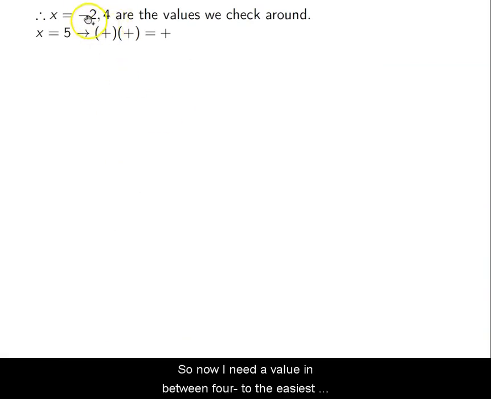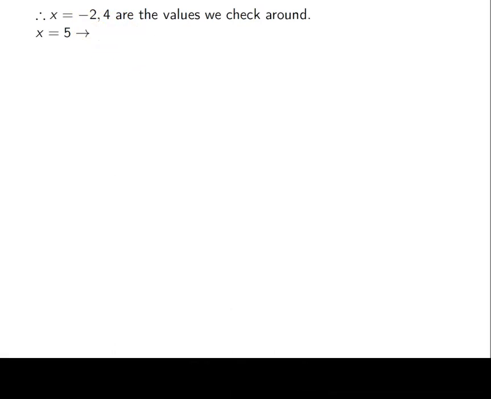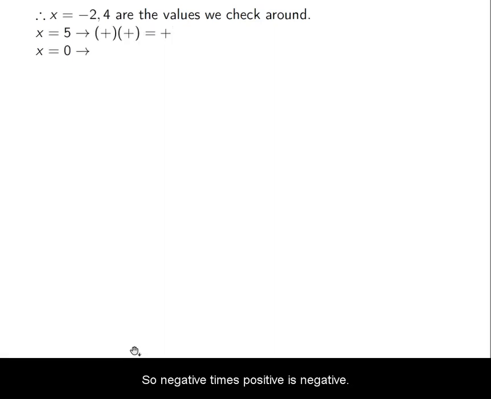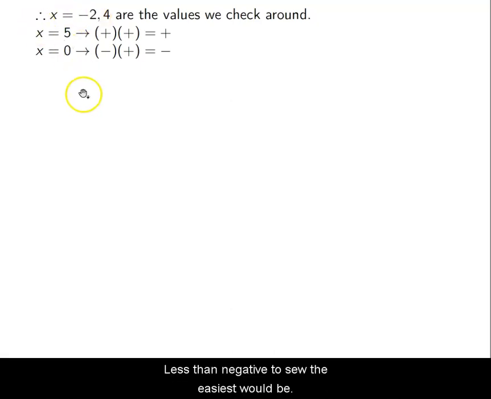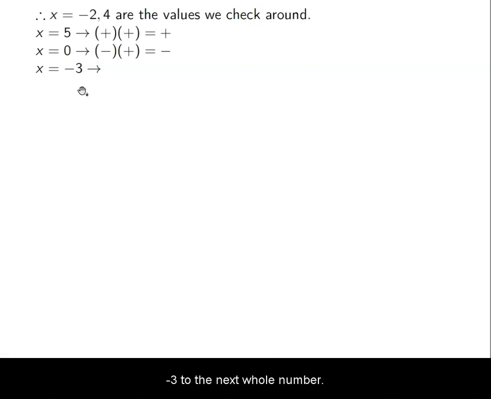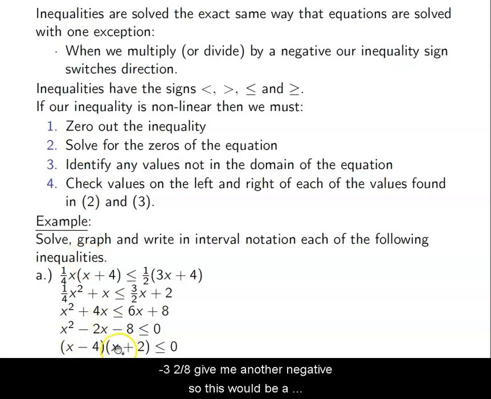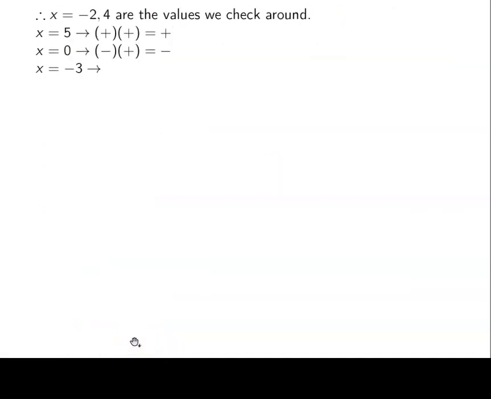So now I need a value in between 4 and -2. The easiest one to use would be 0, okay? So if I come back to my factored form, 0 into both of these gives me a negative and a positive. So negative times positive is negative, okay? Next, I want to choose something less than -2, so the easiest would be -3, okay? It's the next whole number, next integer. So a negative and a negative is negative. -3 and 2 would give me another negative. So this would be a negative times a negative. Negative times negative is positive, okay?